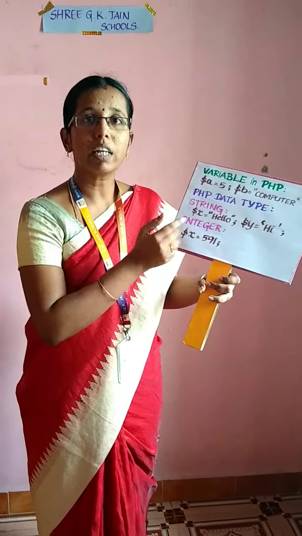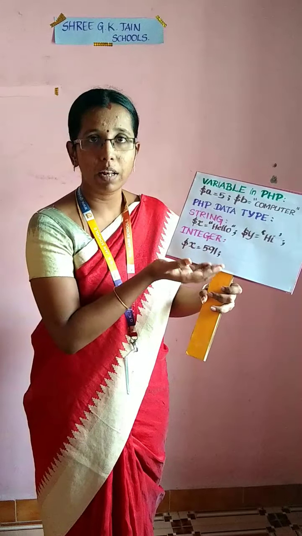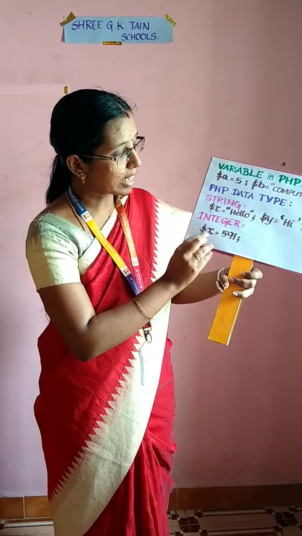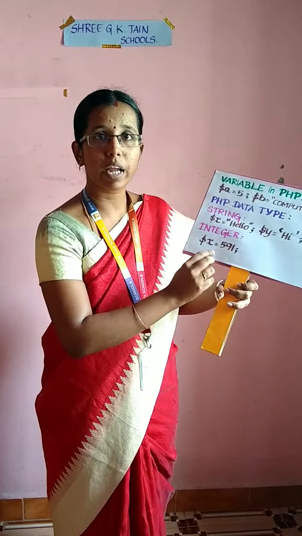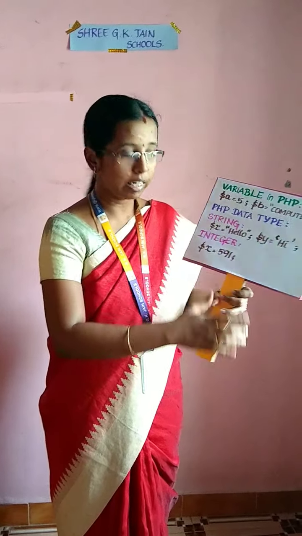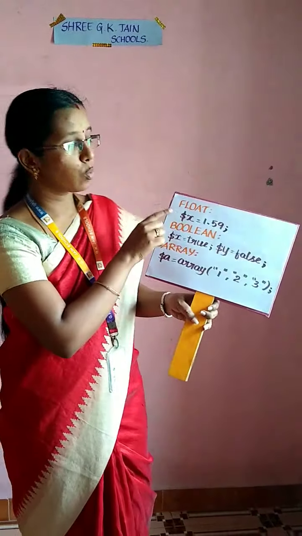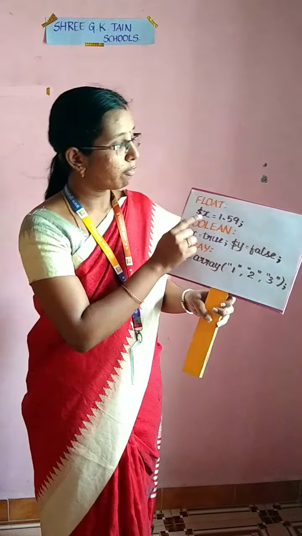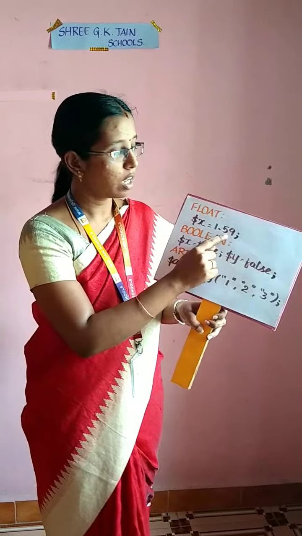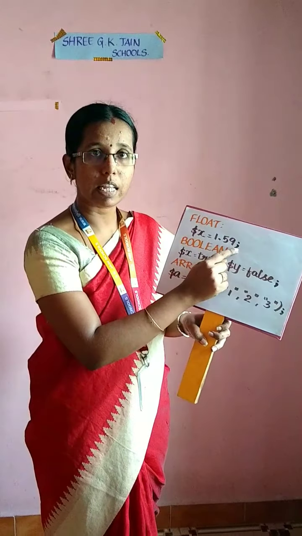And the second type is integer. Integer is nothing but it contains non-decimal values, that is, non-fractional numbers. $x = whole numbers, like 591, 59. These all come under integer. The next one is float. Float contains decimal values. 1.59 is an example given here.